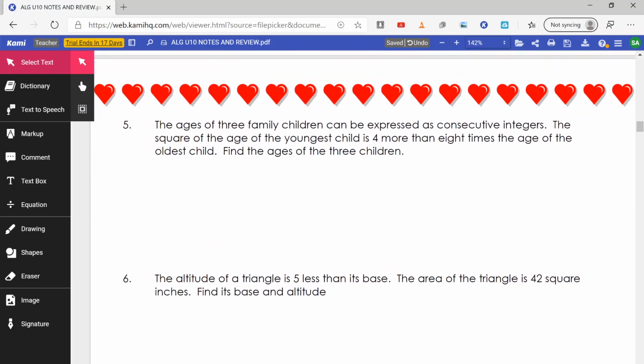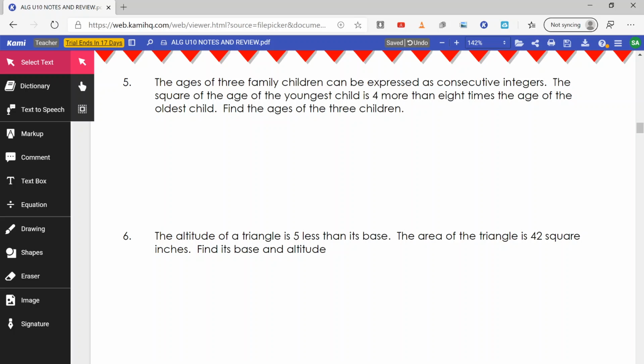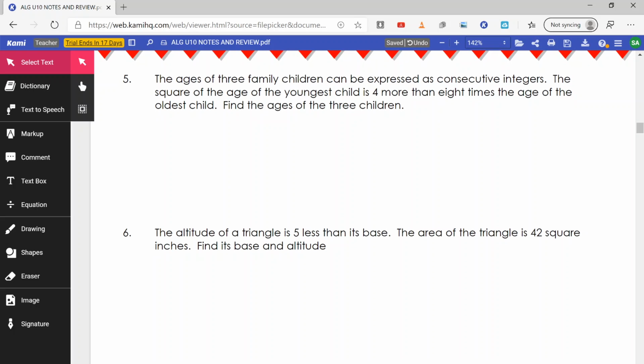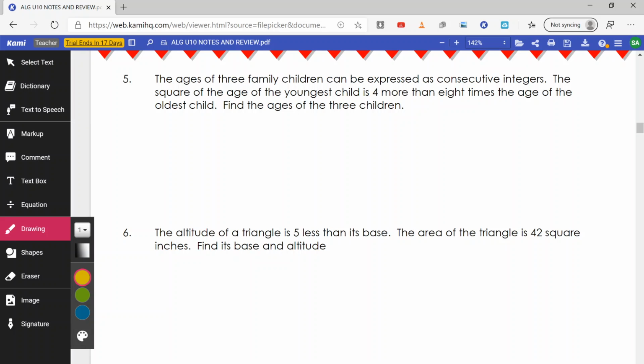Now if I take a look at number 5, we have the ages of 3 children expressed as consecutive integers. The square of the age of the youngest child is 4 more than 8 times the age of the oldest. Find the ages of the 3 children. So here we have our unknown ages. So the youngest will be x.